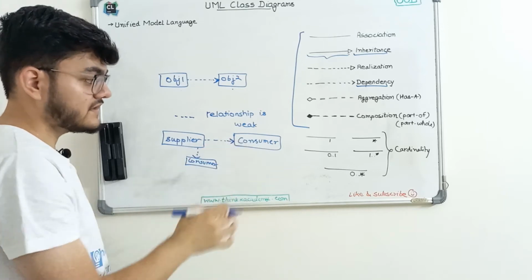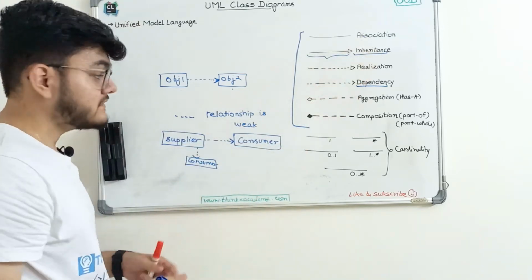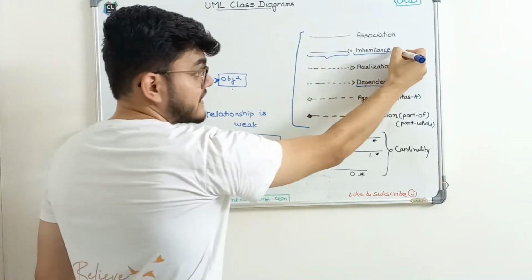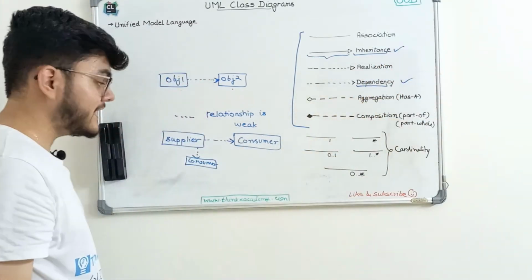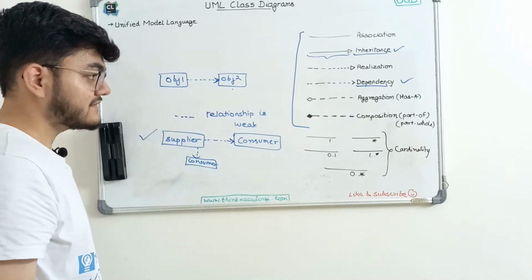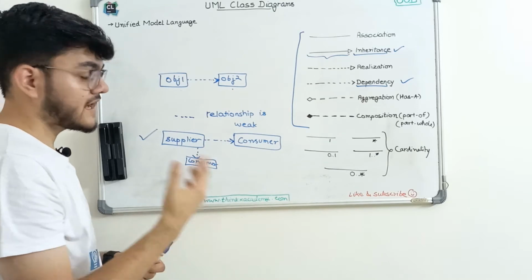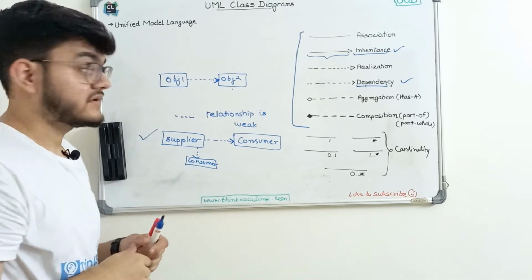If the relationship is very strong, we are going to call it association. We will study that also, but first I just want you to concentrate on dependency. We have already covered inheritance and now we have covered dependency, right? So this example is an example of dependency, and the relationship between the supplier and the consumer is weak because there can be multiple suppliers and even multiple consumers, right?